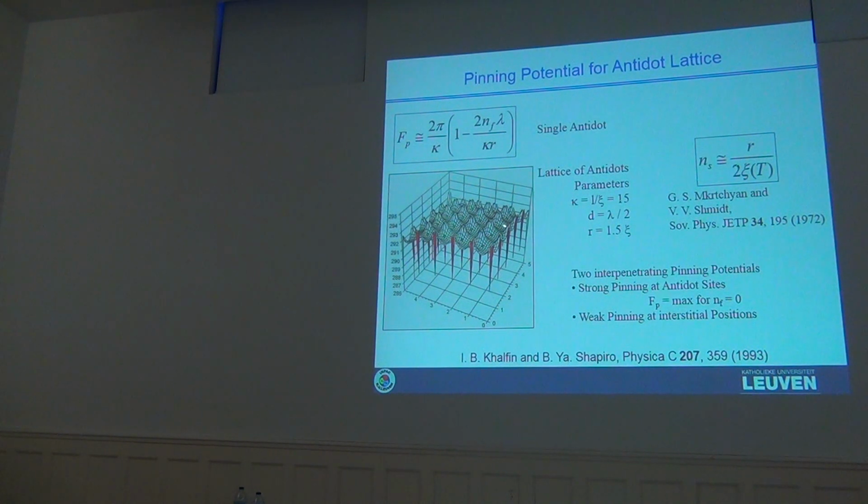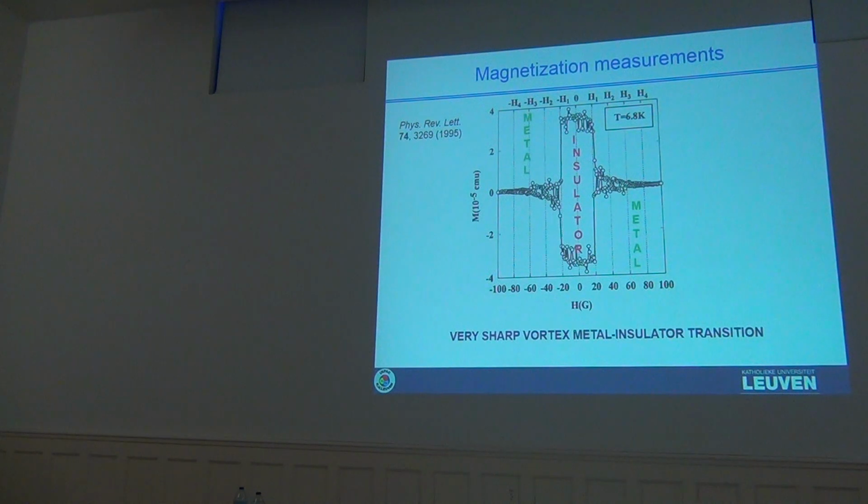So these interstitial vortices are metallic, and localized vortices are insulating in that sense. Therefore, you have an extremely sharp insulator-metal transition. And these days, thanks to several important papers by Valerii Vinokur with co-authors, this is now a rapidly growing field concerning Mott-like transition for vortex matter.